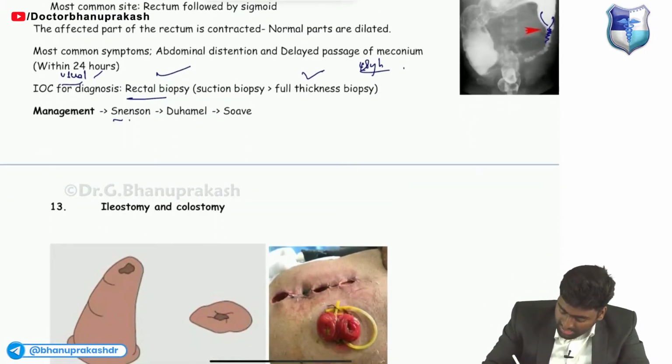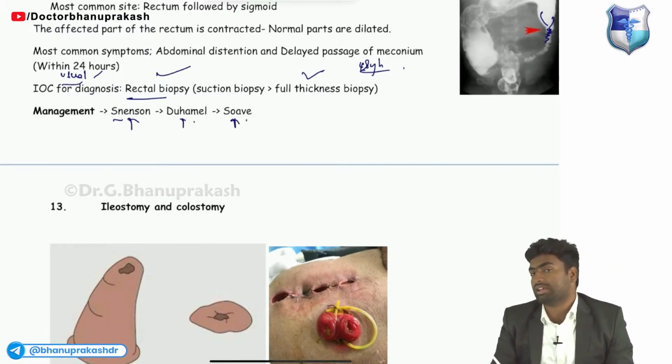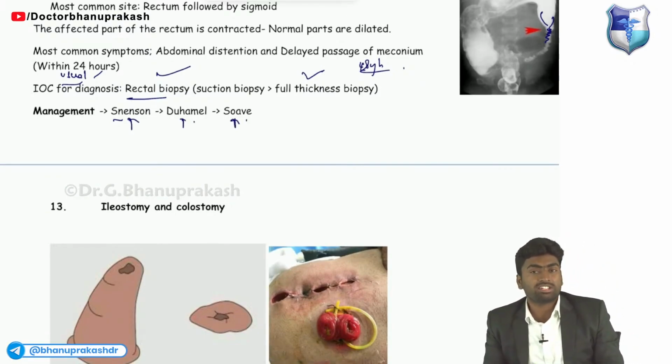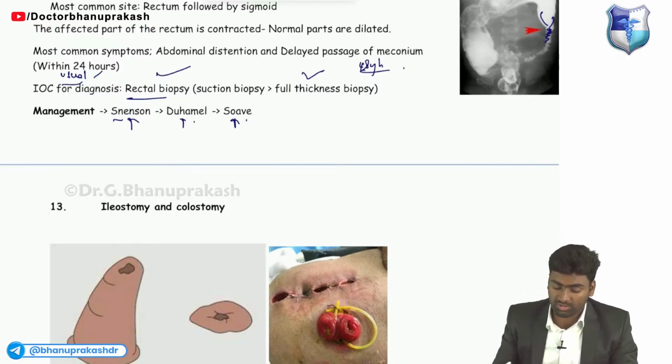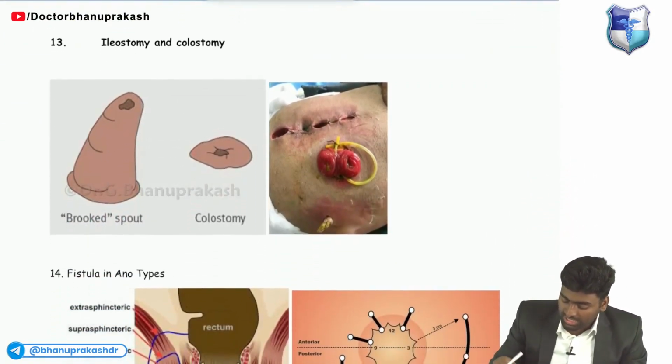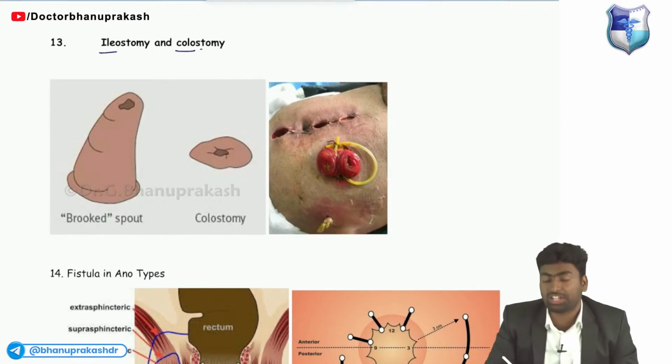Then management, we have 3 surgeries: Swenson, Duhamel, and Soave. These are 3 surgeries for this Hirschsprung disease. Remember. Then after that, moving ahead to types of stomas, like how you differentiate ileostomy from colostomy.